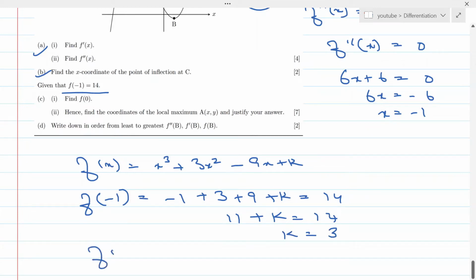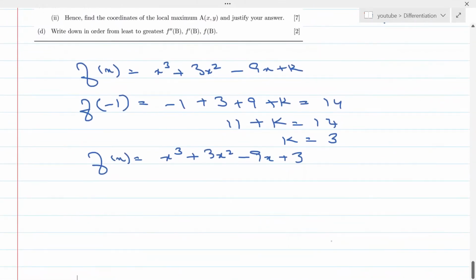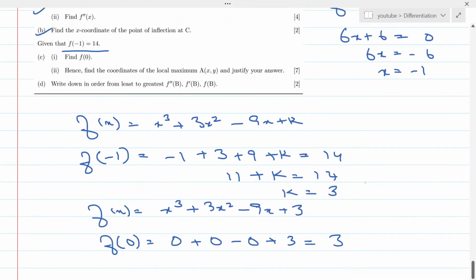So my function f of x is nothing but x cube plus 3x square minus 9x plus 3. Now they've said find the value of f of 0. So f of 0 is nothing but, when we substitute, we're going to get 0 plus 0 minus 0 plus 3, which is going to be 3. So f of 0 is 3.